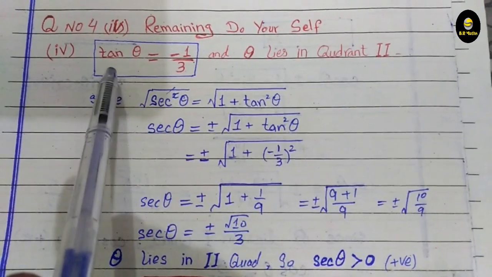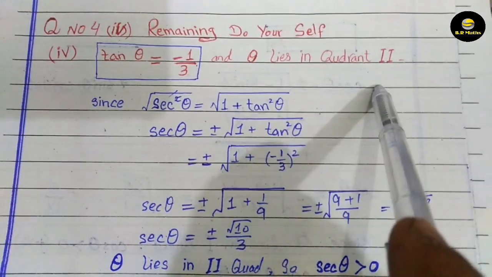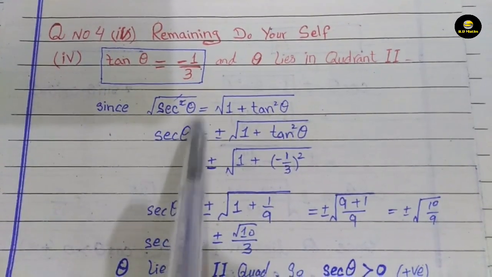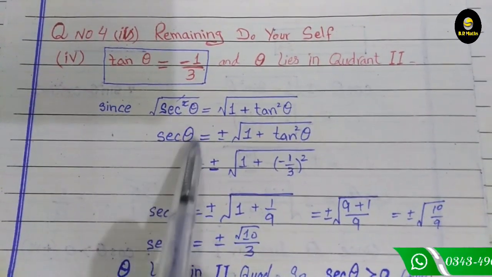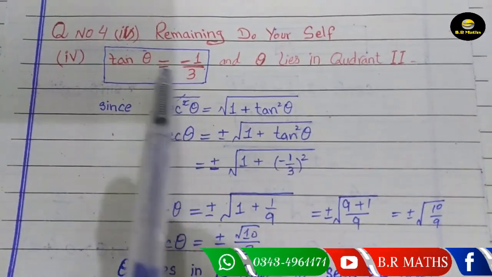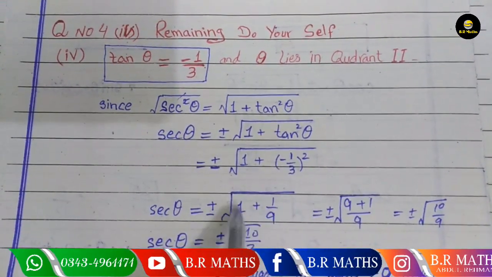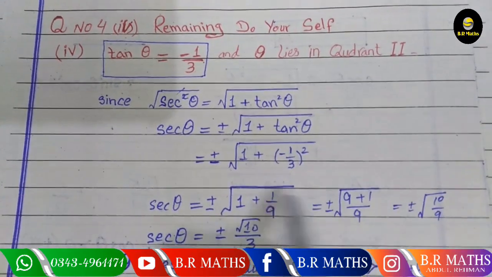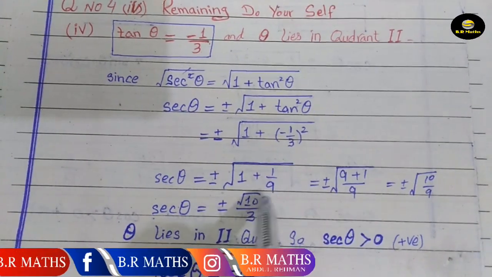In this part, tan theta is minus 1 over 3 and angle theta lies in quadrant 2. So students, tangent theta is given. Firstly, by using the identity 1 plus tan square equals secant square, taking the square root, secant theta is equal to plus or minus the square root of 1 plus tan square. The value of tan is minus 1 by 3. So the square of minus becomes plus, 1 square is 1, 3 square is 9. Take the LCM and after calculation it becomes the square root of 10 over 9, plus or minus, and 9 is the square of 3. So secant is plus or minus square root 10 over 3.